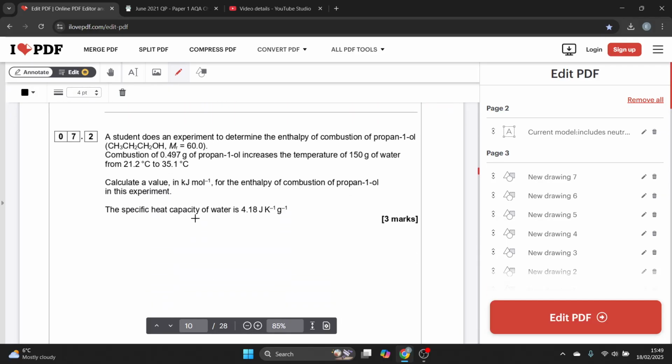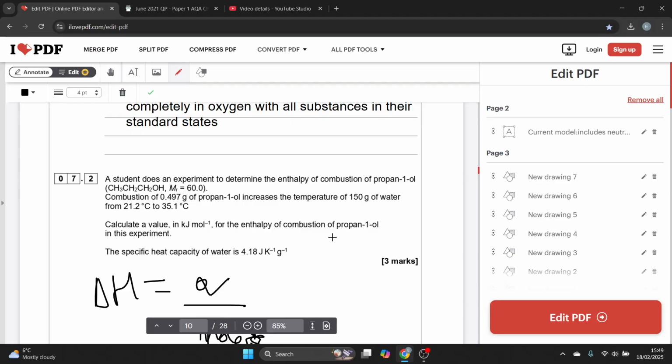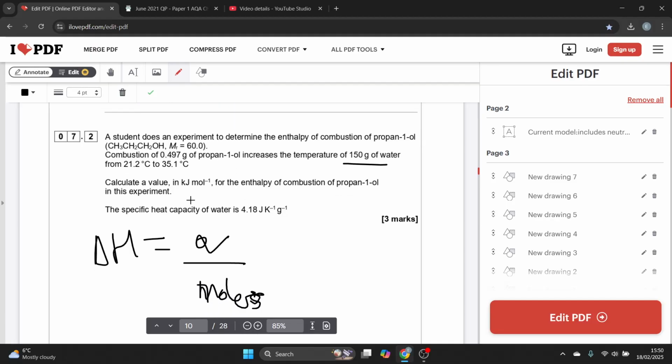Calculate the value for the enthalpy of combustion of propan-1-ol in this experiment. A lot of A-level questions, like this AS level paper, are very similar to this, but they won't directly tell you the mass of water. They would say the density is 1 gram per centimeter cubed, and then you'd have to work out the mass by just adding the volumes up. But apart from that, it's very similar.